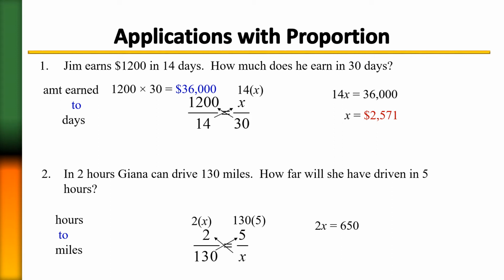And what will x equal? I'll give you a moment to think about it. So if you did it correct, you should have 325 miles. And that's the value that was missing. We wanted to know the distance that she will have driven in 5 hours. So that would be 325 miles. And there you have it, solving ratio and proportion problems using cross multiplication.